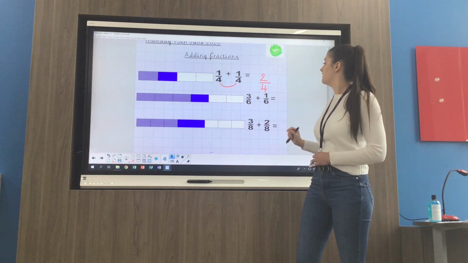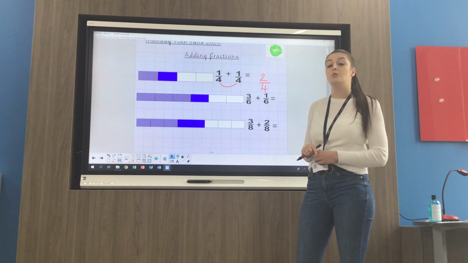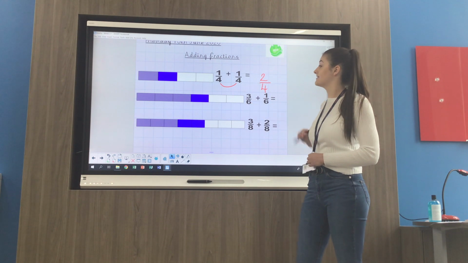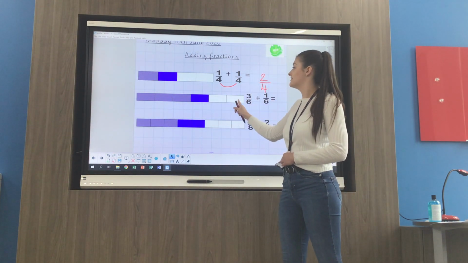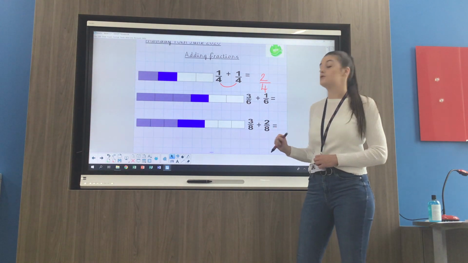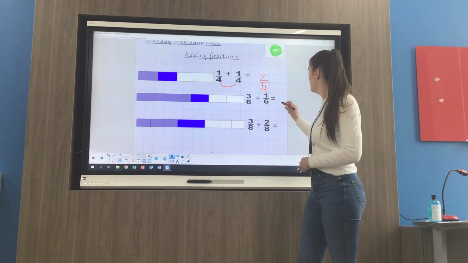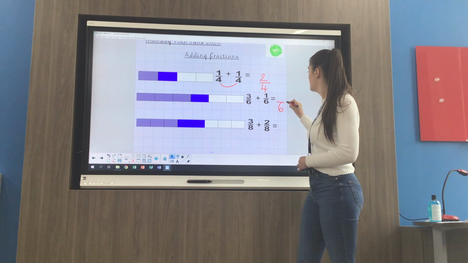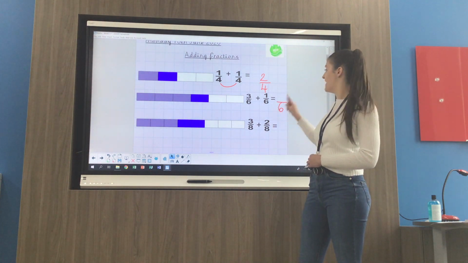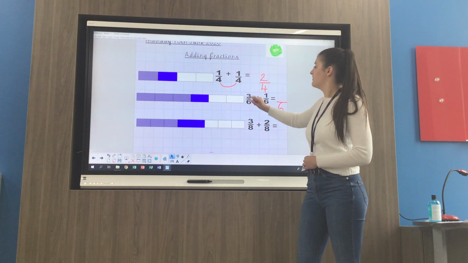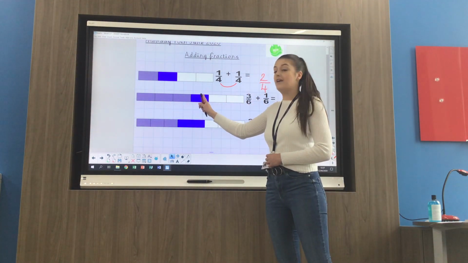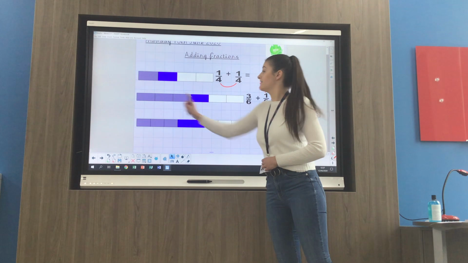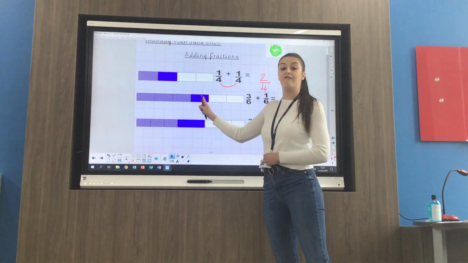Let's have a look at this one. I've got 3/6 add 1/6. So I should have 6 equal parts. 1, 2, 3, 4, 5, 6. Now I need to add up my numerators because I know my denominator is the same. It's stubborn, so it remains the same. So I've got 3/6, 1, 2, 3. Add the 1/6, that must be 4/6. And we can check that. 1, 2, 3, 4.